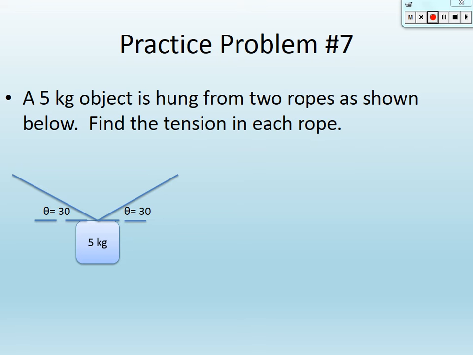Practice problem number 7 says a 5-kilogram object is hung from 2 ropes as shown below. Find the tension in each rope. Okay, so here's the one rope, and here's the second one. Now, are they going straight up and down? No, they're being hung at an angle of 30 degrees, so theta is 30 degrees. But it wants us to know the tension in each rope. So let's label each rope T. I'm going to call the one on the left T1 and the one on the right T2, just to differentiate the two.